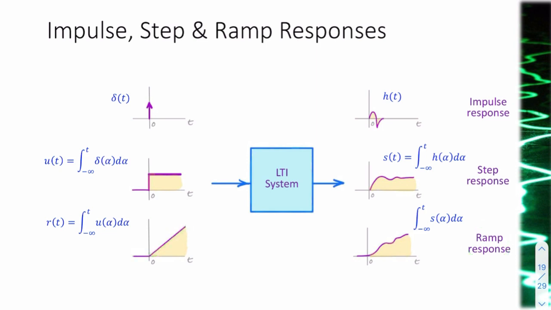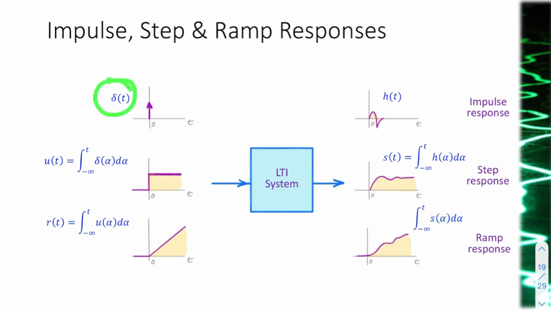Now, notice that the unit step is actually the integral of a unit impulse. And a unit ramp is the integral of a unit step. So each is the integral of the one before. In the same way, the ramp response is the integral of the step response, and the step response is the integral of the impulse response. So there you have h of t, here you have h of t, and here you have s of t.